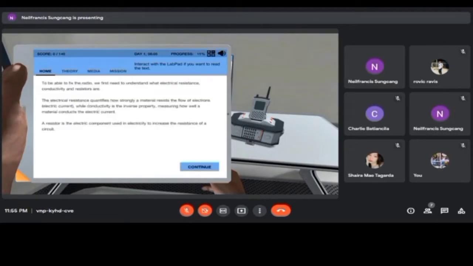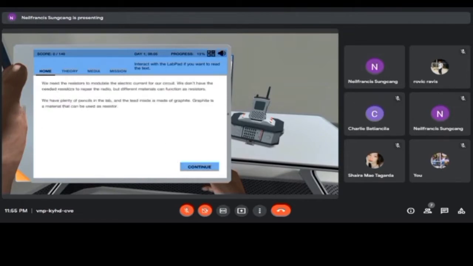To be able to fix the radio, we first need to understand what electrical resistance, conductivity and resistors are. The electrical resistance quantifies how strongly a material resists the flow of electrons, while conductivity is the inverse property, measuring how well a material conducts the electric current. A resistor is the electric component used in electricity to increase the resistance of a circuit.